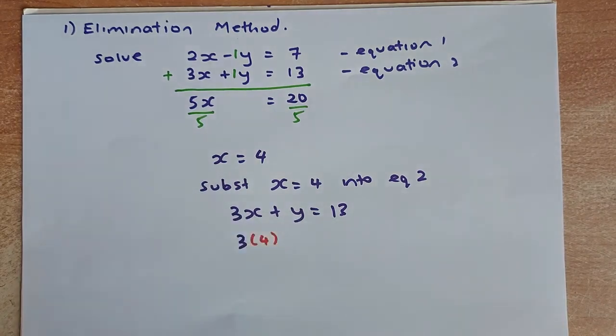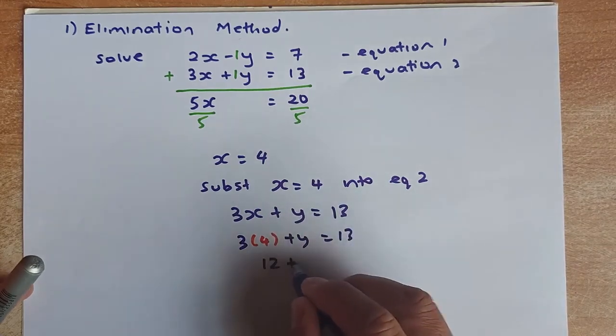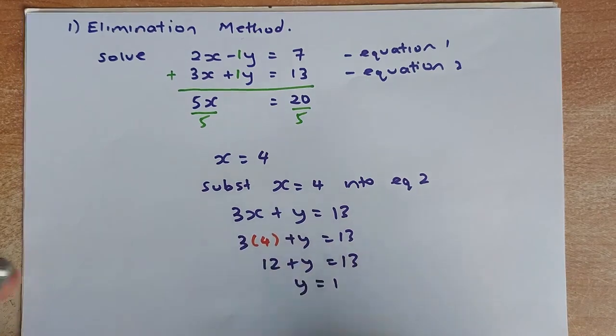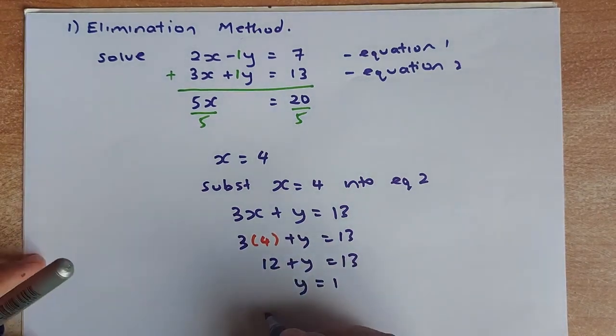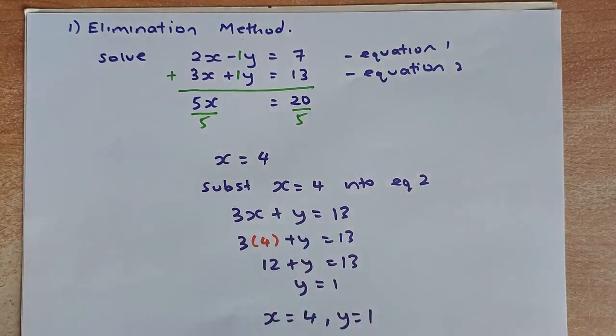Okay, and then we are going to solve it. 3 times 4 plus y equals 13. So 12 plus y equals 13. Minus 12 on both sides, y equals 1. And so you have found that x equals 4 and y equals 1, and that will be the solution.